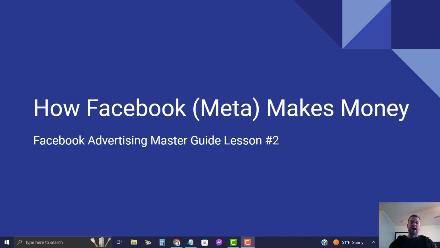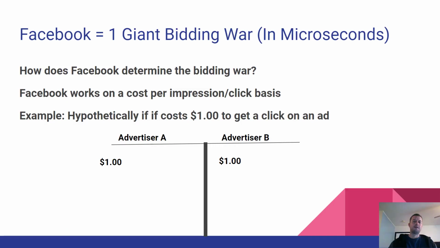Lesson 2 is going to be about how Facebook, now called Meta, makes money. The way it makes money is through ads. It's a giant bidding war that happens in microseconds. Now, how does Facebook determine the bidding war? Well, Facebook works on a cost per impression and click basis.